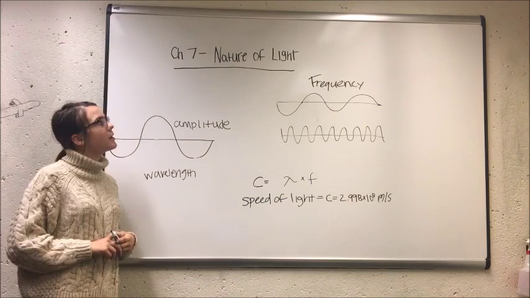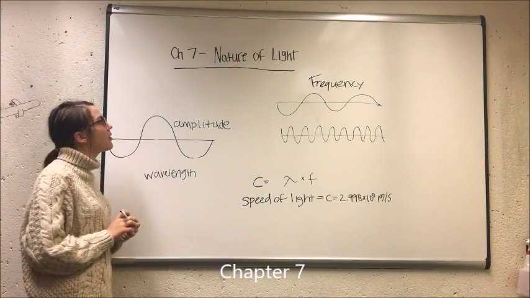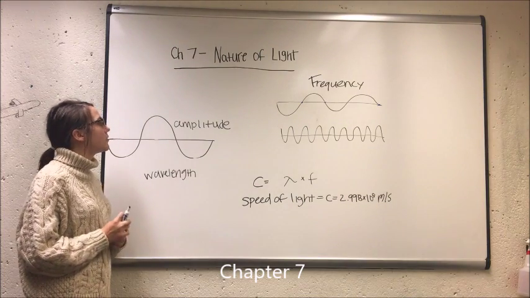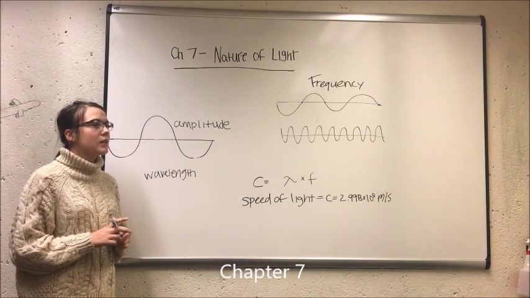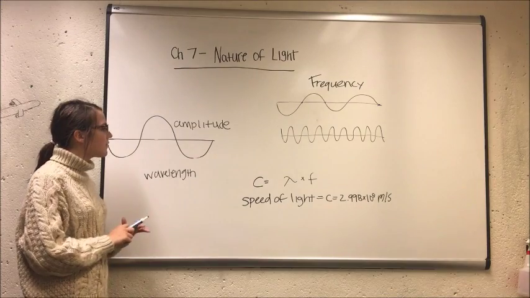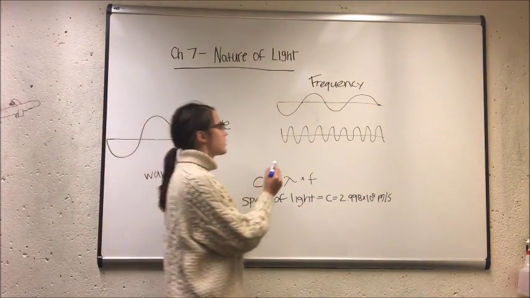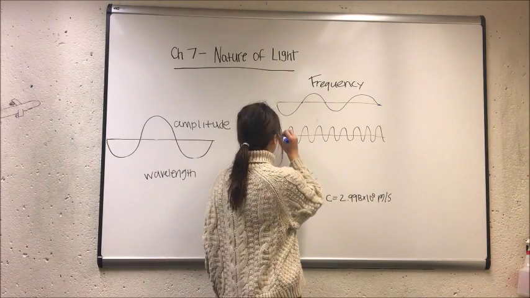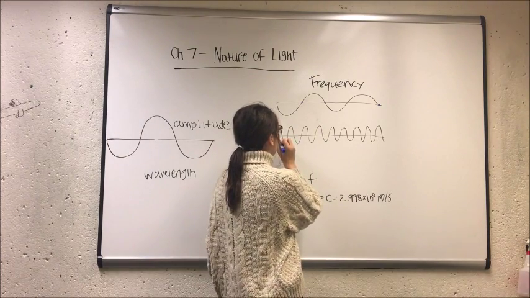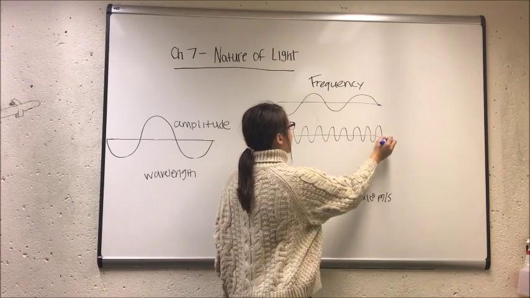Hi, my name is Amber Lehman. Today I'm going to be focusing on Chapter 7, the nature of light. There are four main qualities that light has. That's going to be amplitude, wavelength, speed, and frequency. Frequency is the number of waves that pass a certain point in a second. For example, the one on the bottom is going to have a much higher frequency than the one above it.